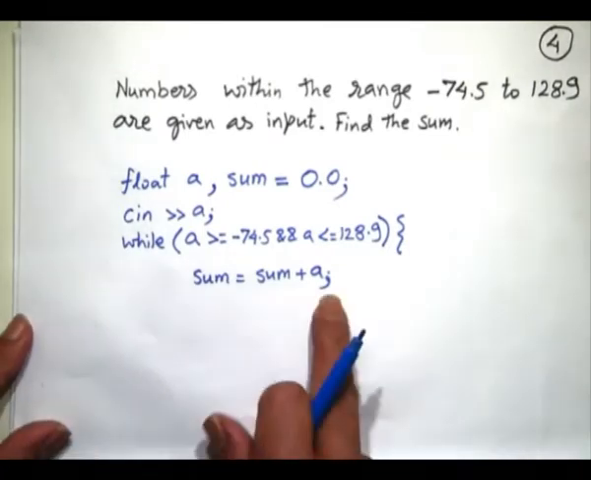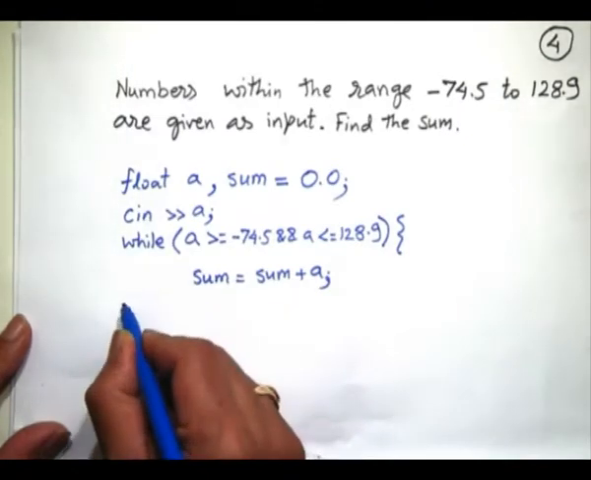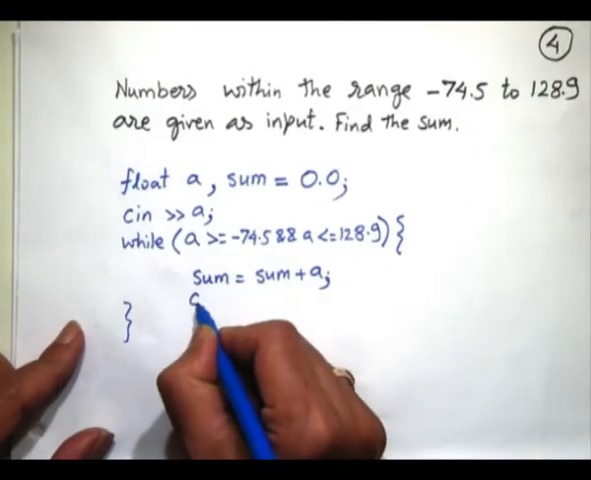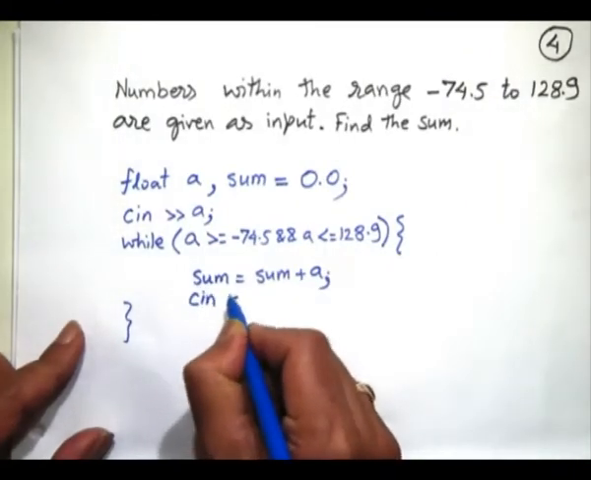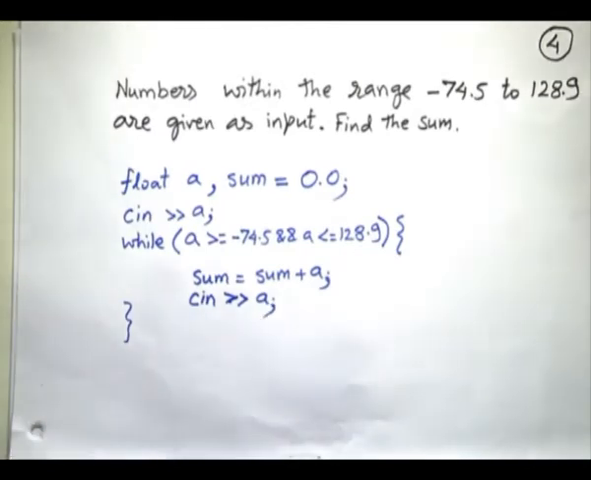Once you come inside, it will add sum. Now what should I do? Can I say end of the thing? No, because then it will keep adding the same A without changing anything. I have to read the next number here. It is a simple iteration.